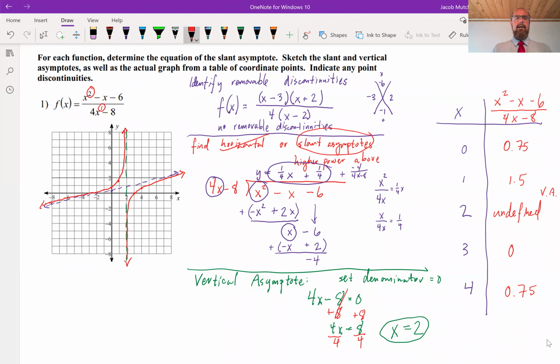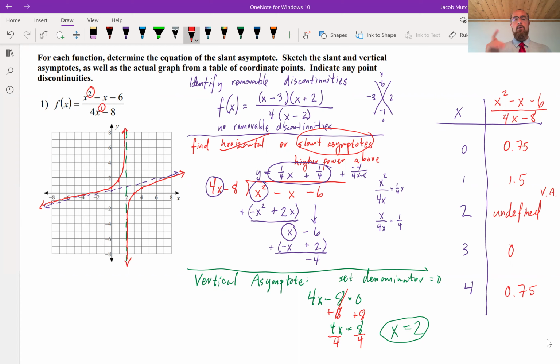So just to recap, we determined first whether or not there were any removable discontinuities, which would have been a gap or a hole in the graph. We did that by factoring all of my polynomials in the numerator and denominator. This one didn't have any because there was no cancellation once I found my factors. Once I do that, I want to find my horizontal or slant asymptote, and that's by a comparison of the high power above or below.